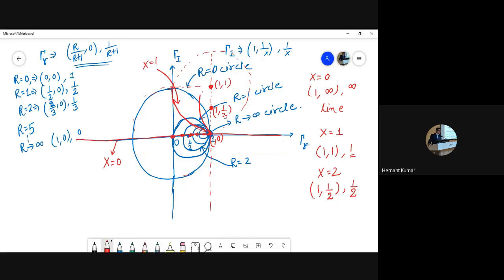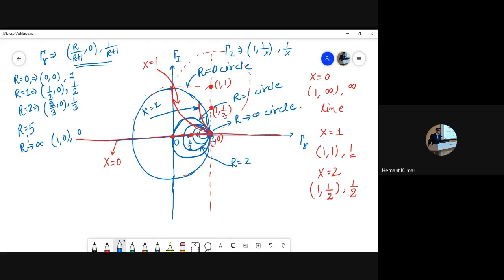It will go here like this. So this will be like this, but we will not plot outside, we will only plot up to this point, right? So this is x is equal to 2. Similarly you can put for other values also.